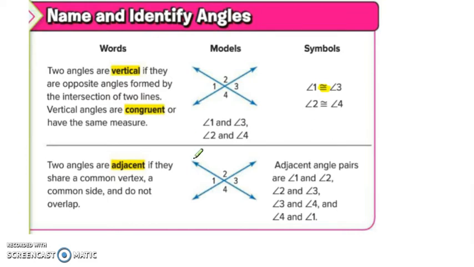Now, we have adjacent angles also. Adjacent angles, again, we're using the same pictures before, but this time they're not going in opposite directions. If I highlight angle 1, and then I highlight angle 2, you will see that they have a side that overlaps. That's how you can tell if they are adjacent angles. They need to have a side that they share.